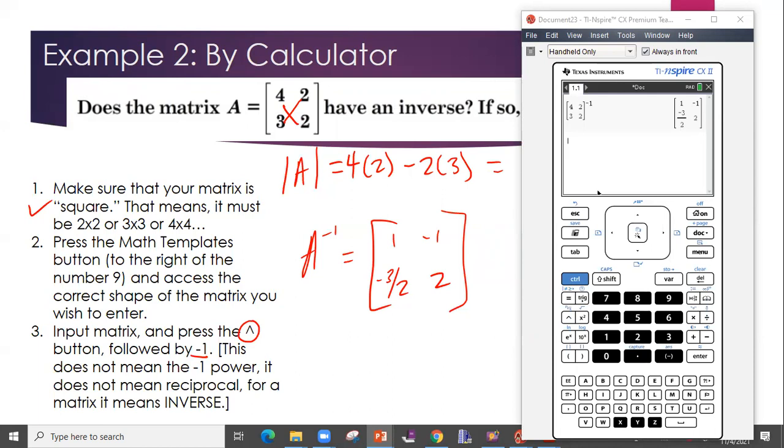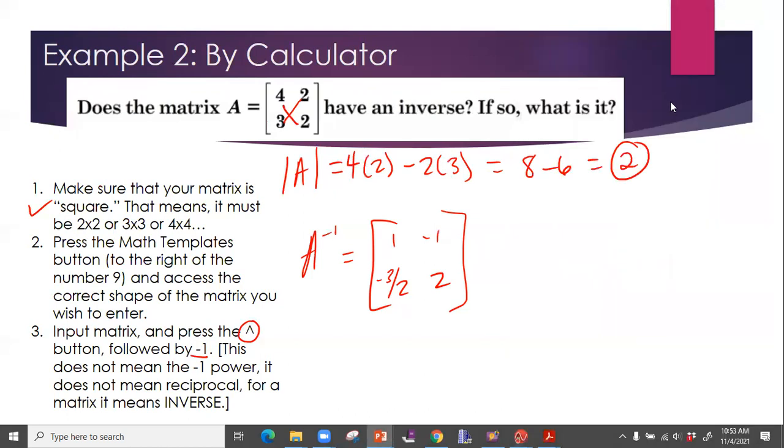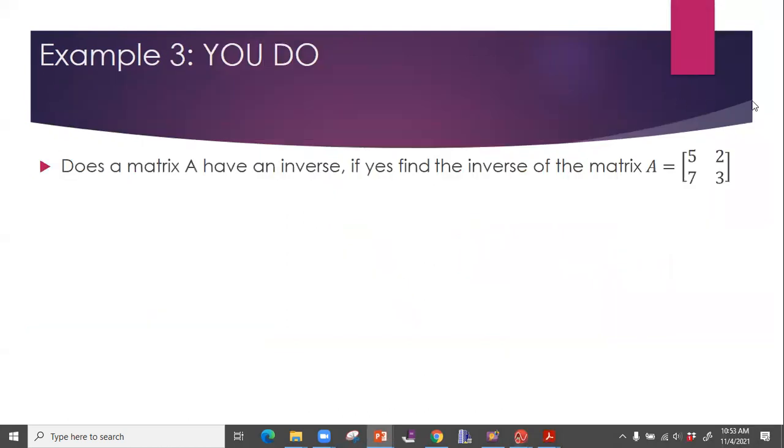All right. How do we feel about the calculator? Doable? Cool. All right.